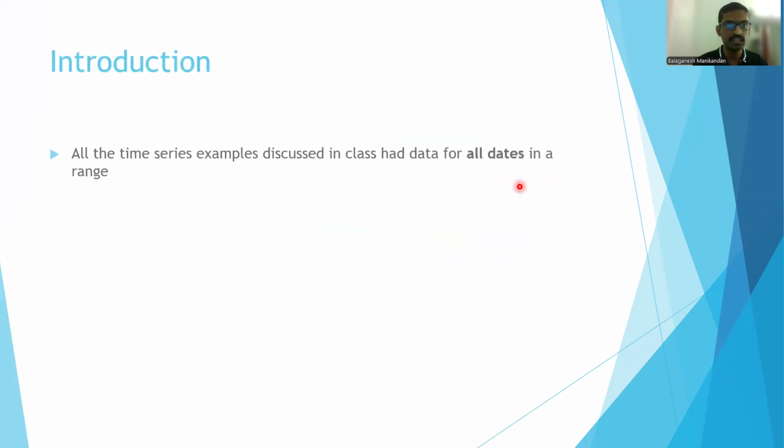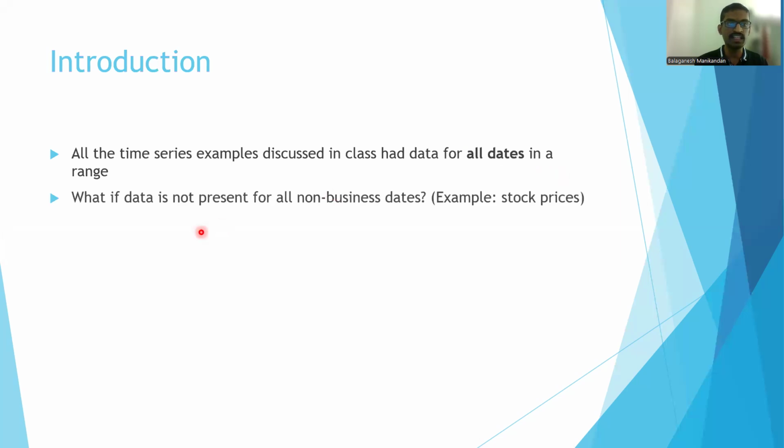To begin, all the time series examples that we have discussed in our class so far had data for all the dates in a range. That is, there were no dates for which we did not have data. But this is not generally the case. What if the data is not present for all the non-business dates? For example, in stock prices, the weekends will be non-trading days, so we will not have any data for those dates.